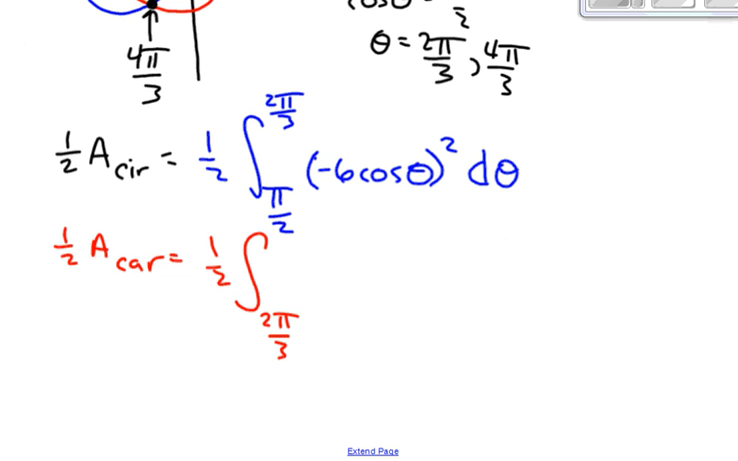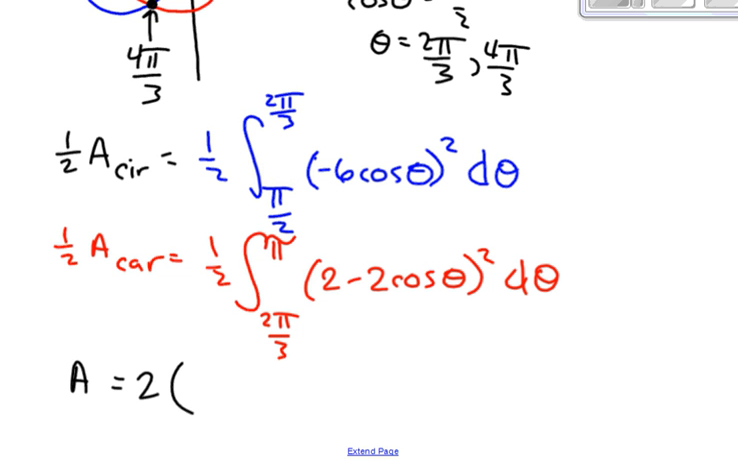So then the area of your cardioid would go from 2 pi over 3 to pi of the cardioid equation, 2 minus 2 cosine theta, squared, d theta. Then to find the total final area, the total area would be 2 times that half area of the circle plus that half area of the cardioid. Okay, so again, you can use the calculator to do that. All right, so that is how to find the area of polar graphs.